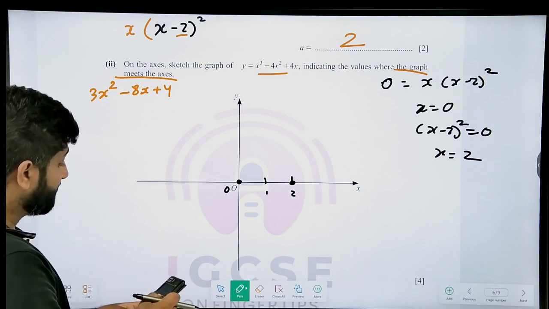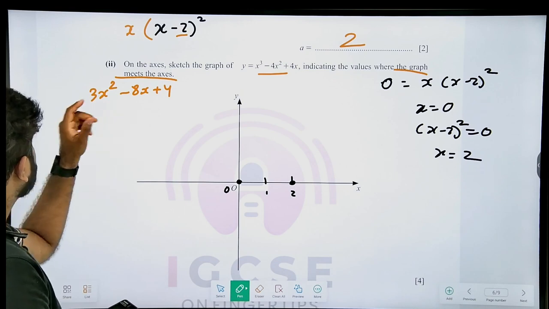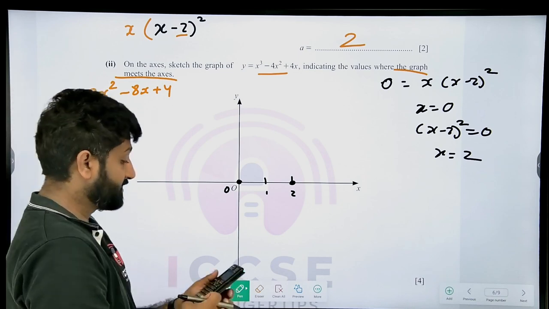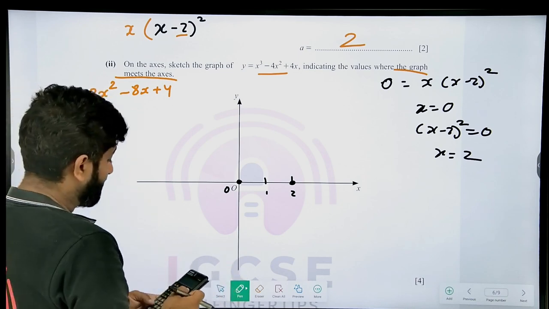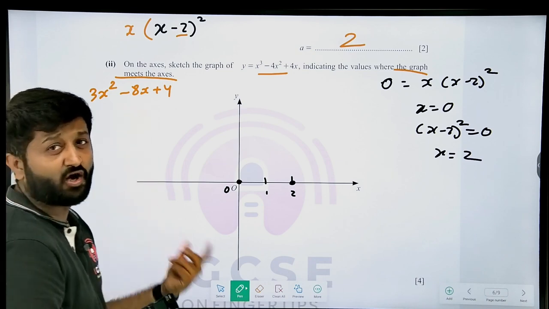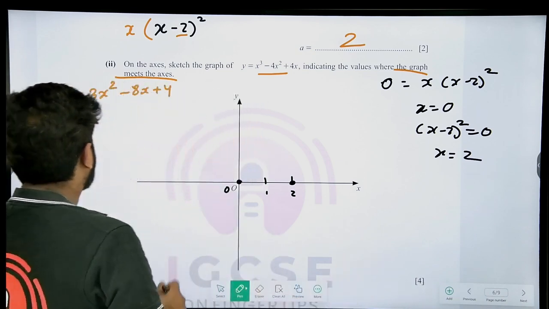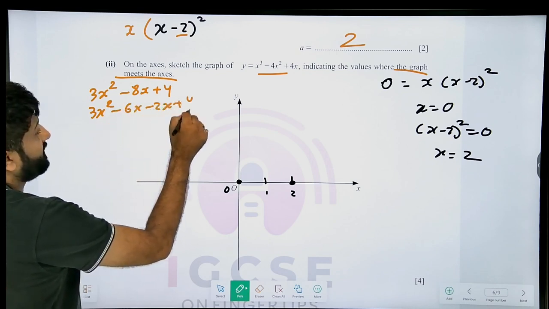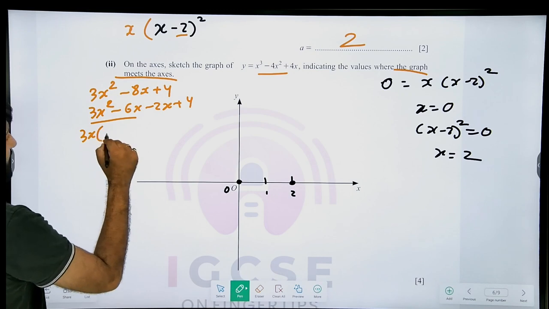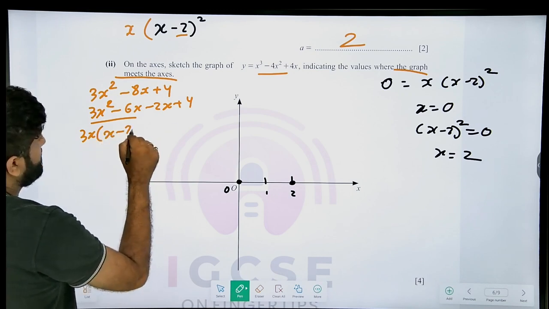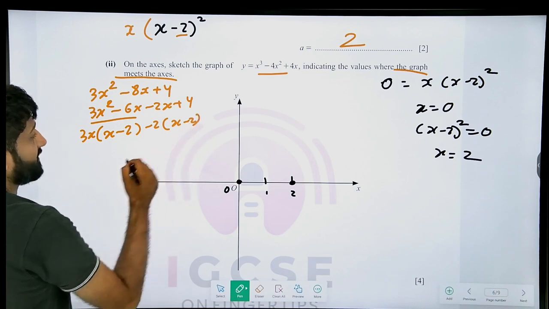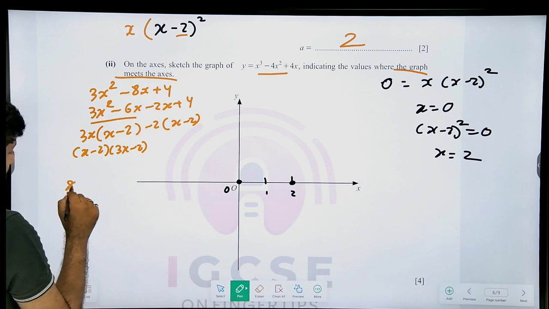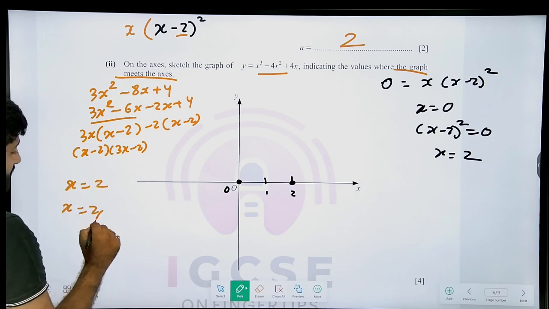Is there any way that you can factorize this? 3 fours are 12 and negative 8, let me just, yes, I have to factorize this in such a way that on addition I should get negative 8 and on multiplication I should get 12. I think that is negative 6x and negative 2x. Now I can take 3x common, so I have x minus 2, negative 2 common, again x minus 2. So x minus 2 into 3x minus 2. So x is 2 and x is 2 by 3.